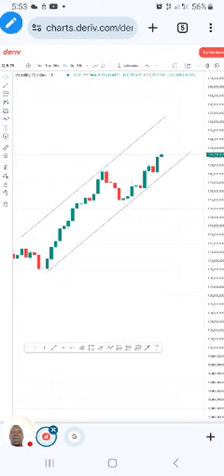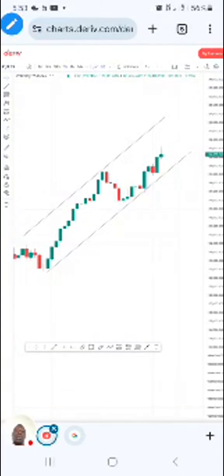So the next step, after we have already identified our overall trend in H1, which is an uptrend, is that we now go directly to minute 5.